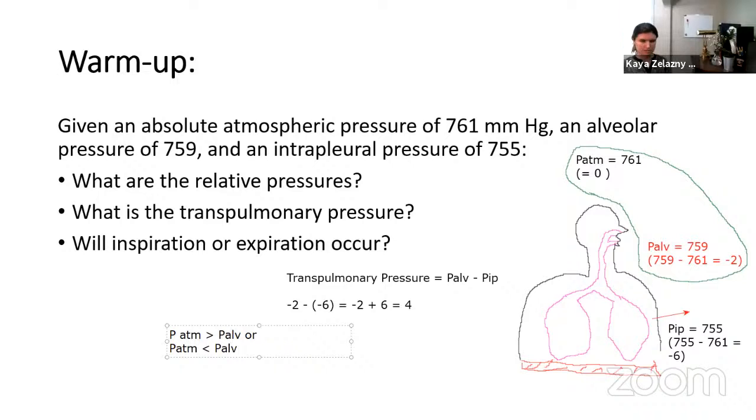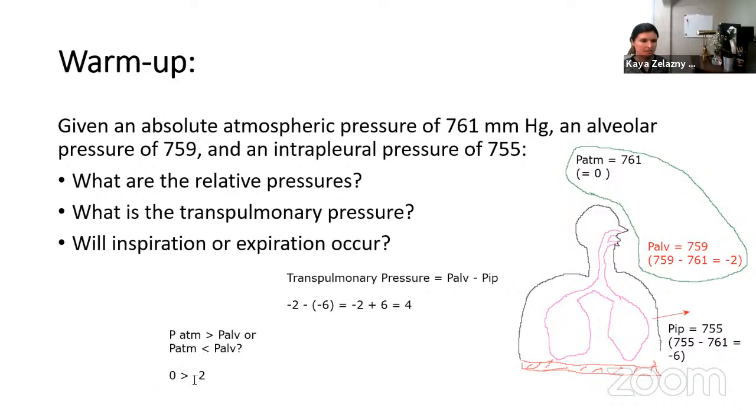This is what's going to give us our definition. And so we see that our atmospheric pressure is 0 and our alveolar pressure is -2. So the atmospheric pressure of 0 is greater than -2. Okay. So based on this, we know that air wants to flow down its pressure gradient. So it wants to flow from higher to lower, right?